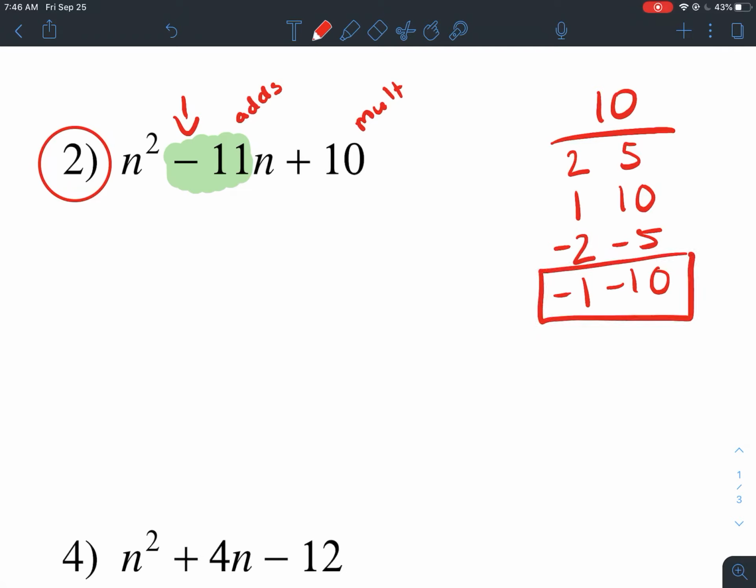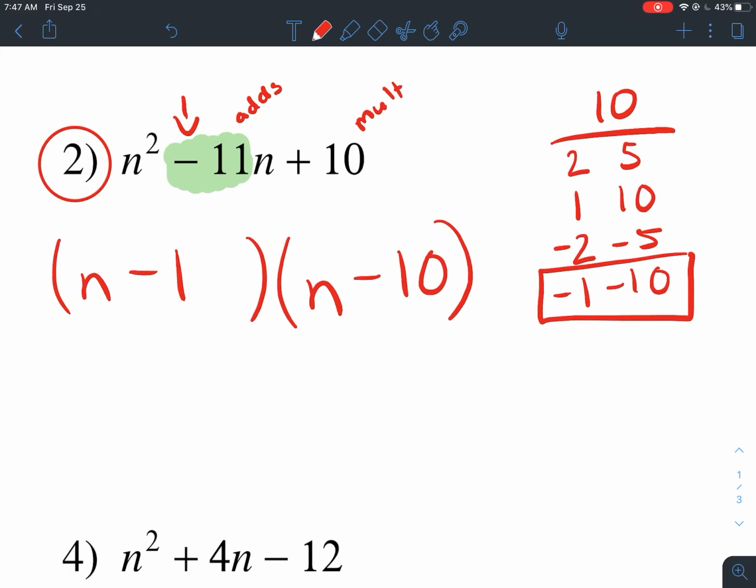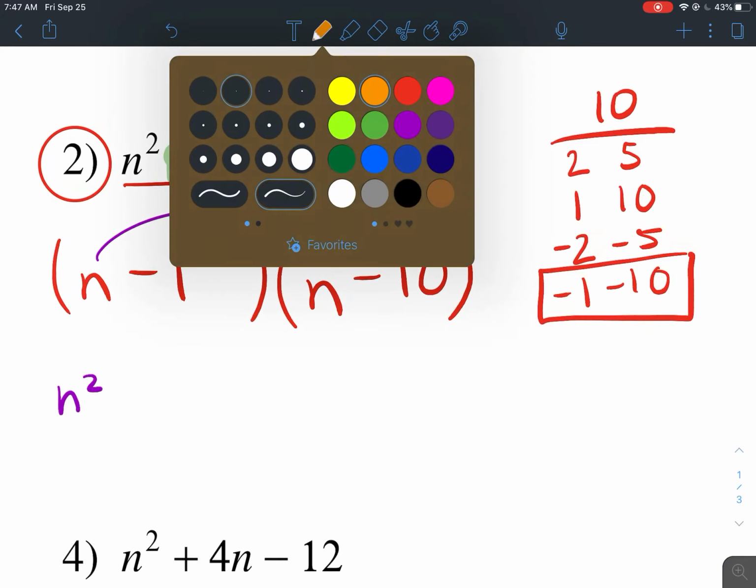You have to pay attention to this sign, all right? So looking at this, it looks like my negative 1 and my negative 10 is going to give me the negative 11. So I'm going to set it up like this with two binomials. Put my n's out in front. Minus 1, minus 10. Now, one thing I want to point out is you can always check your answers on these. These binomials, when you FOIL them out, you should end up with the trinomial that you started with.